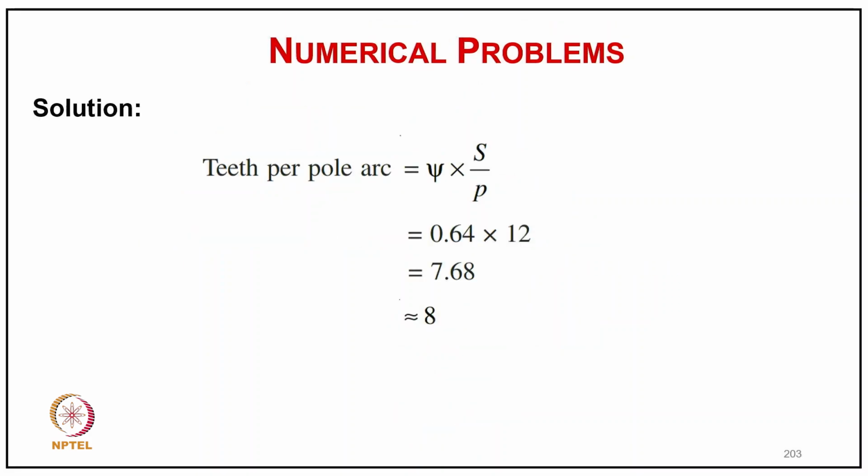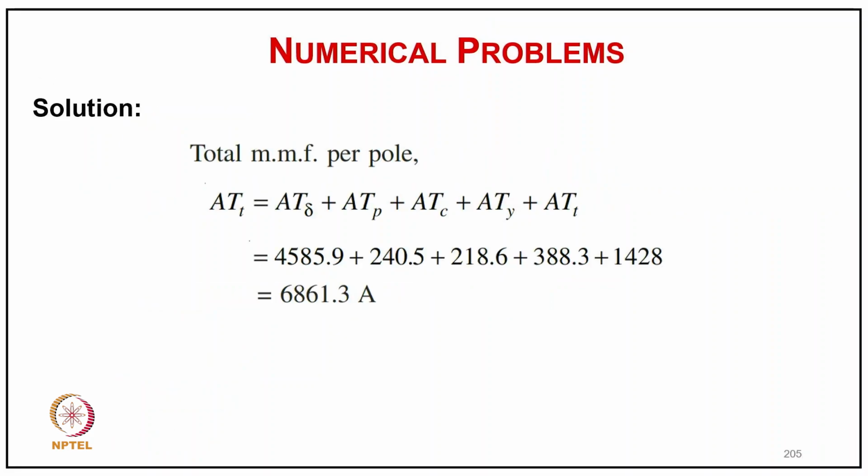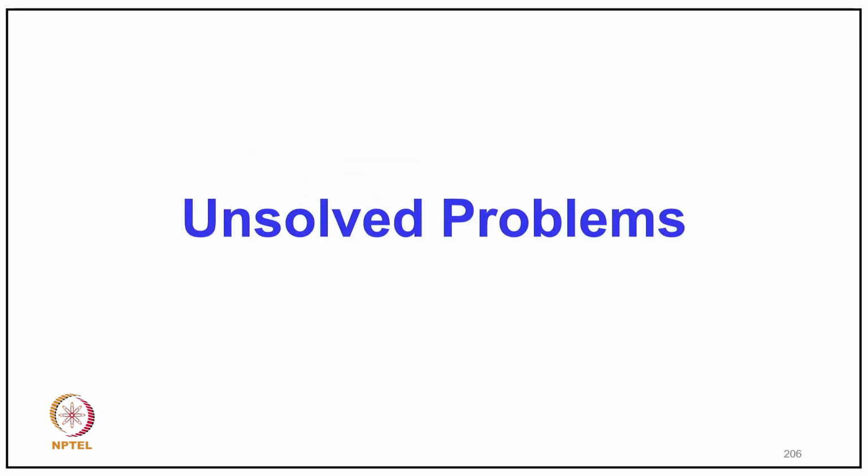So now teeth per arc, Φ into S upon P, comes around 8. And now MMF for teeth, ATt, equal to 0.015 height of the tooth into 88.4 into 10 power minus 7 into stacking factor, width of the teeth, length of the machine. So it comes to 428 ampere, and the total MMF is AT equal to AT delta plus ATp plus ATc plus ATy plus ATt. It comes to 6861.3 ampere.